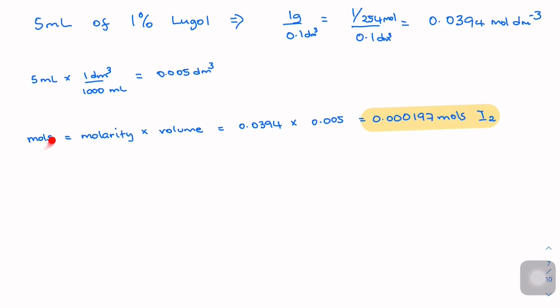Now, if we used 5 mils of that, it means we used 0.05 dm cubed, and then we calculate the moles of iodine that were added to our T. So these are the moles of iodine that were added. Remember, we are doing a back titration here, so these moles should be in excess, right? These are the moles of iodine we added, but they are in excess.